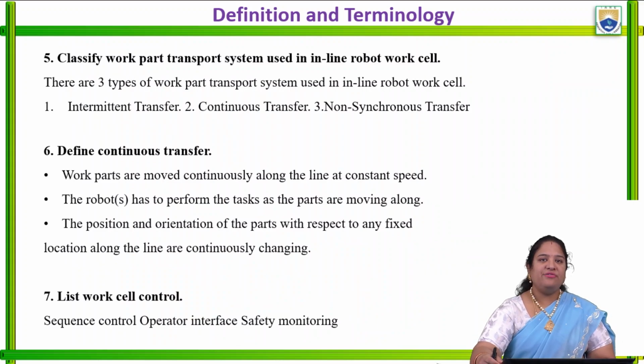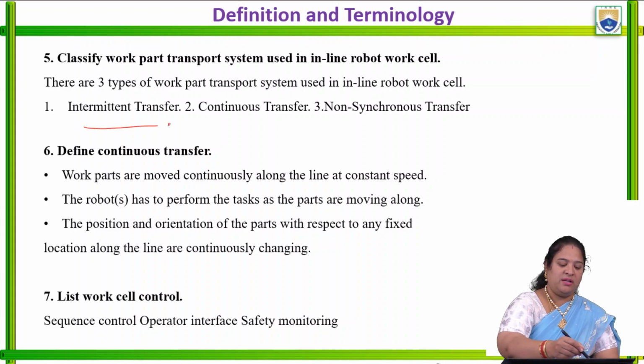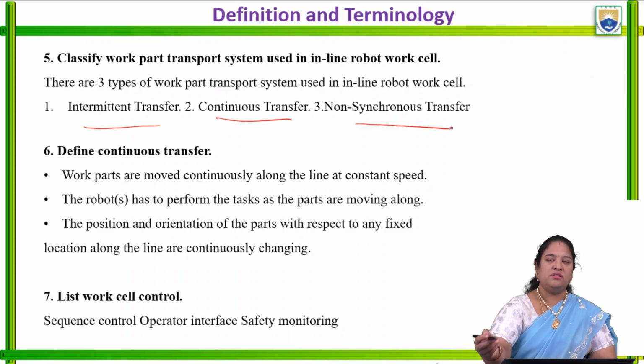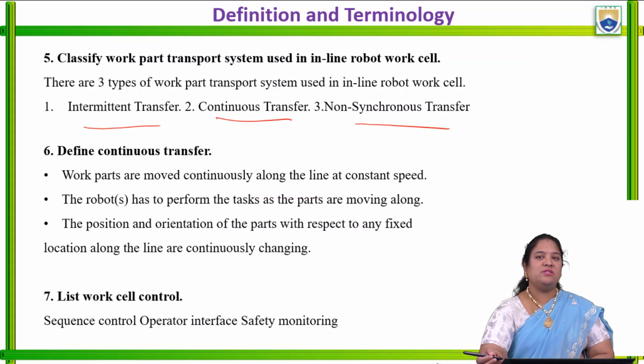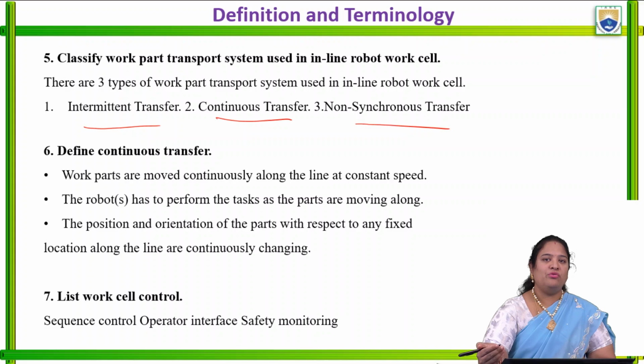Next, classify work part transport systems used in the inline robot work cell. So here we have three types of inline robot work cell. One is the intermittent transfer, continuous transfer, or non-synchronous transfer. We have already discussed the intermittent transfer. Now, what do we mean by a continuous transfer? Continuous transfer means where the objects are being moved from one place to the other in a continuous motion. That is, work parts are being moved continuously along a fixed line at a constant speed. Right, and the robot has to perform the task as the parts are being moved along.